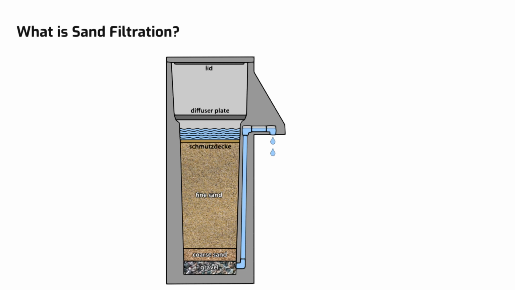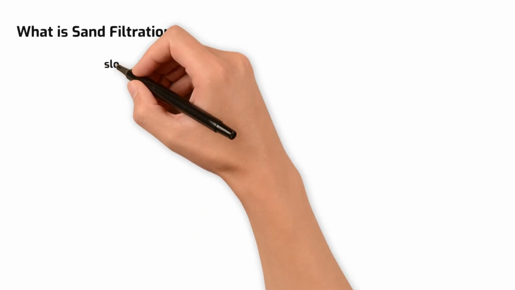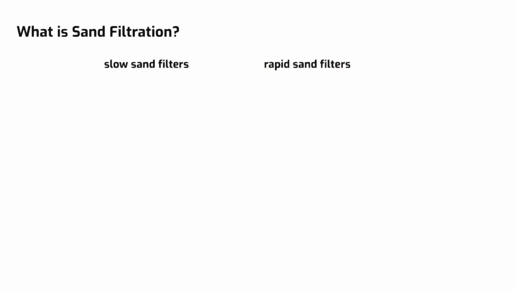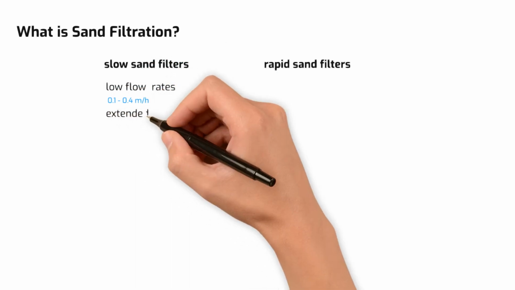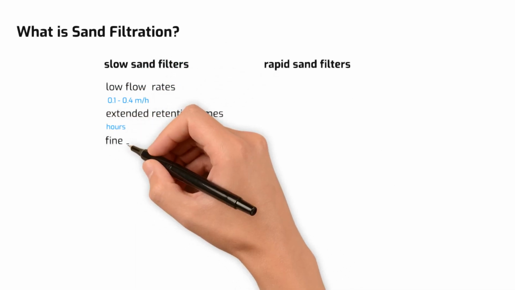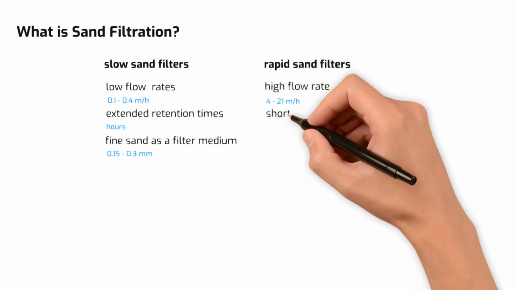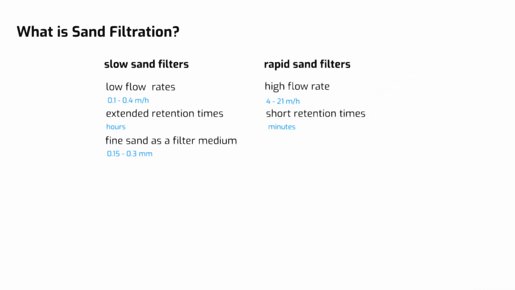Sand filters are classified into two primary types: slow sand filters and rapid sand filters. Slow sand filters are characterized by their low flow rates, extended retention times, and the use of fine sand as a filter medium. On the other hand, rapid sand filters feature high flow rates and shorter retention times, and employ coarse sand as the filter medium for treatment.